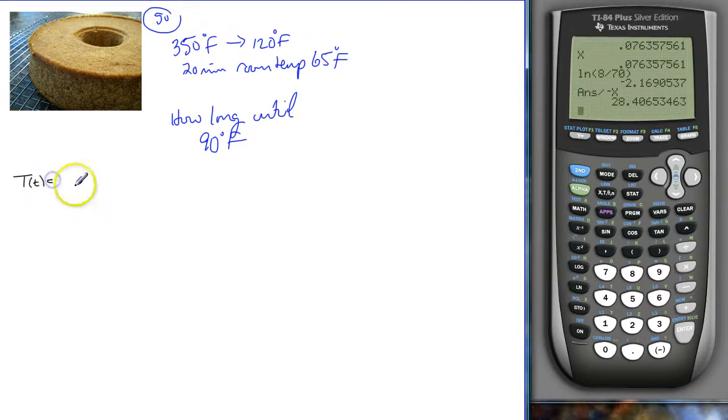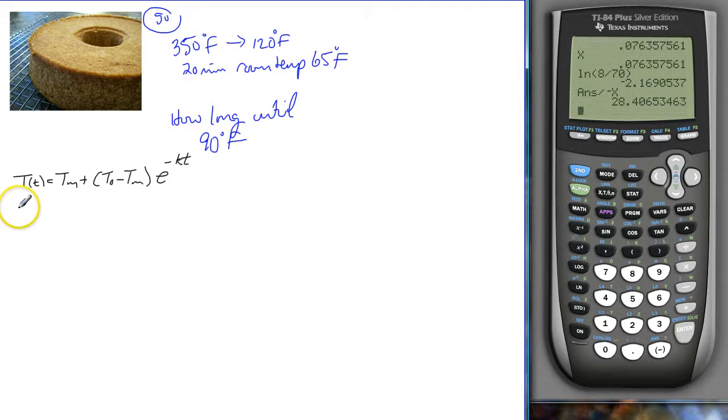The temperature at any time is equal to the temperature of the medium plus temperature initial minus temperature of the medium, e to the negative k, the constant, the coefficient of cooling, times t. And whatever you find the constant k to be, it's going to be constant throughout the problem. So we're just going to plug in.